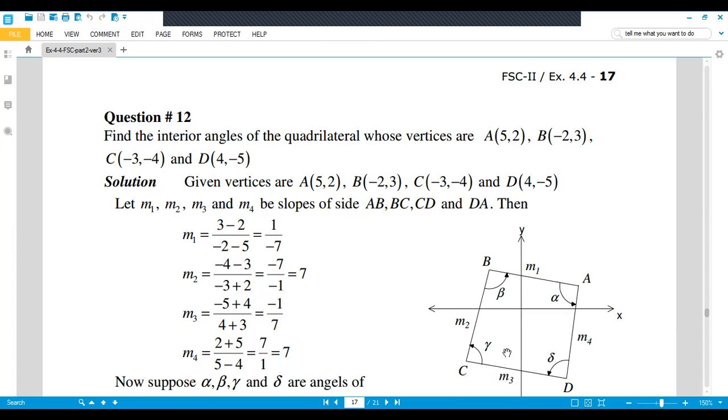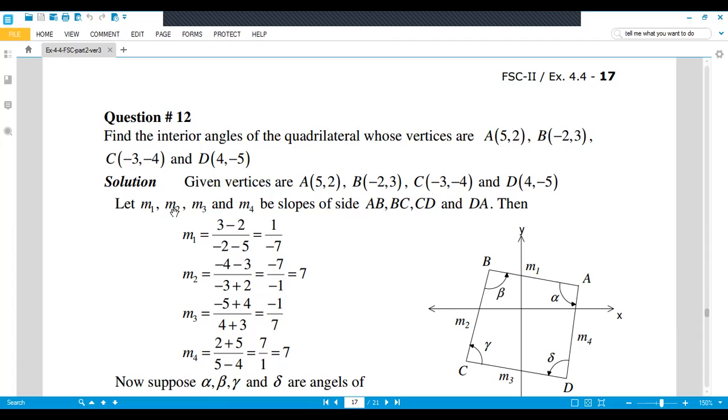You can find these four angles in the same way. First of all, find the slope of AB, then the slope of BC, then CD, and then DA. When you find the four slopes, use the same formula, tan theta equals (m1 minus m2) divided by (1 plus m1 into m2), to find alpha, beta, gamma, and sigma. The given vertices are A (5, 2), B (-2, 3), C (-3, -4), and D (4, -5).